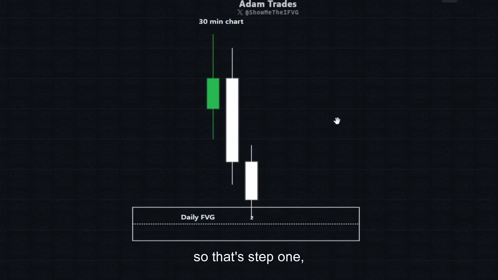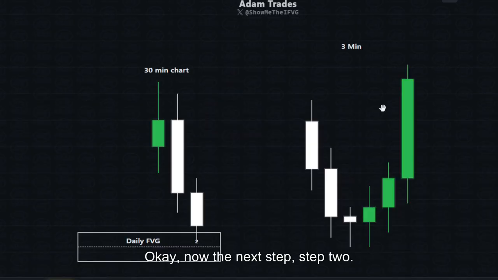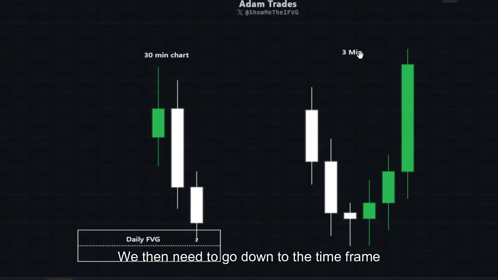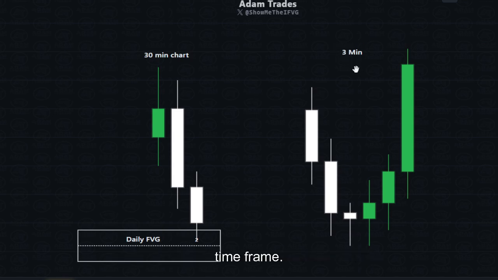So that's step 1. Okay, now the next step, step 2. We then need to go down to the time frame that matches with what we were just on. So again, if we were doing the 30-minute, we then want to go down to the 3-minute time frame. For what it's worth, you can use the 2-minute in this case as well.